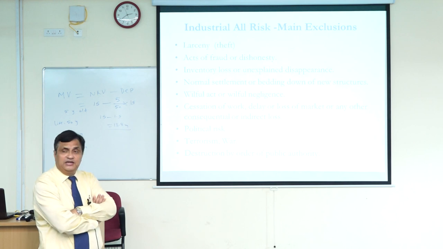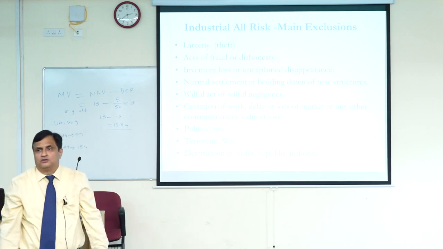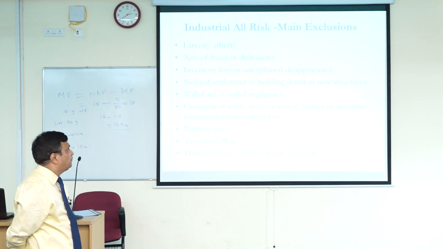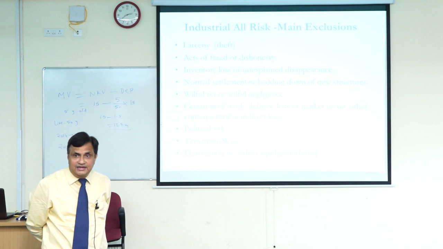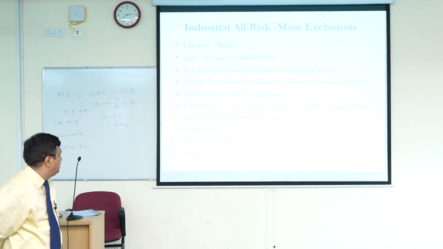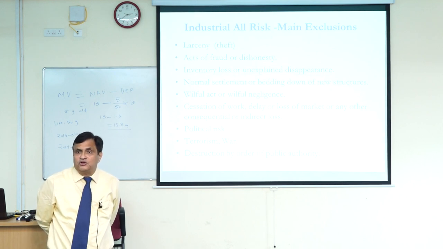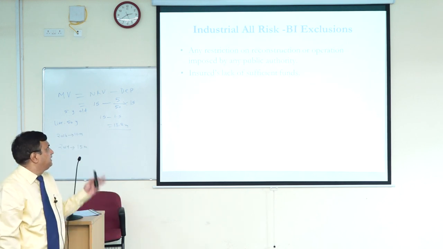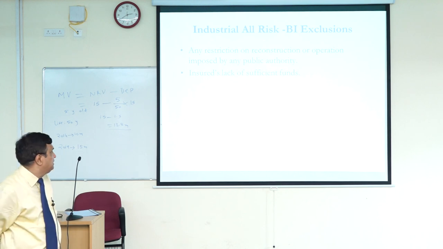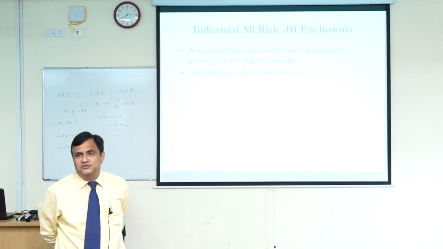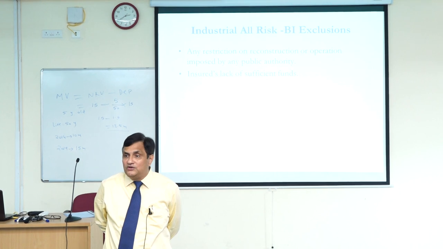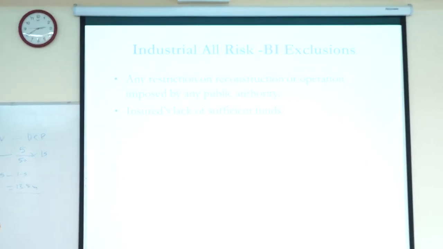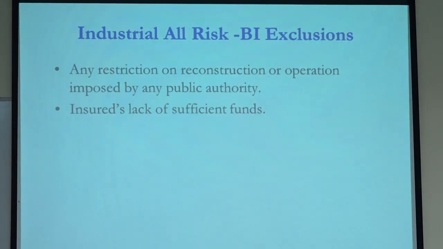Normal settlement or bending down of new structures. So if a new structure just suddenly goes down because the soil is not proper, it is not part of the policy. Willful act or willful negligence. Cessation of work, delay or loss of market or any other consequential or indirect loss. Political risk, terrorism, war, destruction by order of public authority. So if the municipal authority says we have to destroy this building, that's not part of this particular coverage. Any restriction on reconstruction or operation imposed by any public authority. Insufficient funds: we are covering a business interruption policy also under an IR policy. Just because you don't have funds, you are not able to construct, and because of which you are suffering a loss, that will not be covered under the insurance policy. It will be the responsibility of the insured to ensure that there are adequate funds to rebuild.